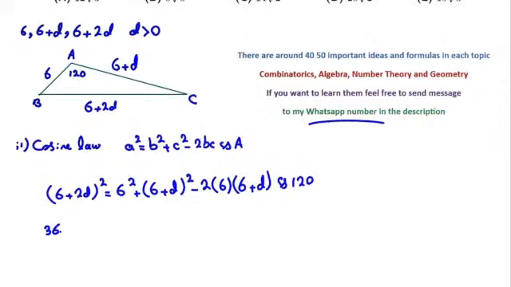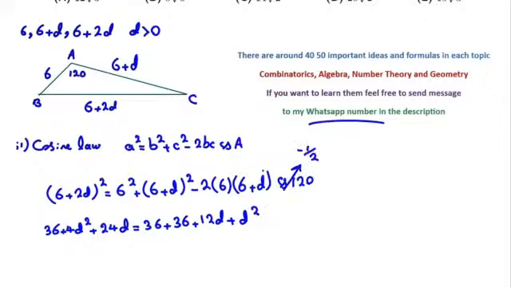So 6 squared is 36, 2d squared is 4d squared, plus 2 times 2 times 6, 24d, equals 36 plus 36 plus 12d plus d squared. Cosine 120 is negative cosine 60, which is negative 1 half, and the negative 2 will cancel, so it will be plus 1 times 6 times this, plus 36 plus 6d.